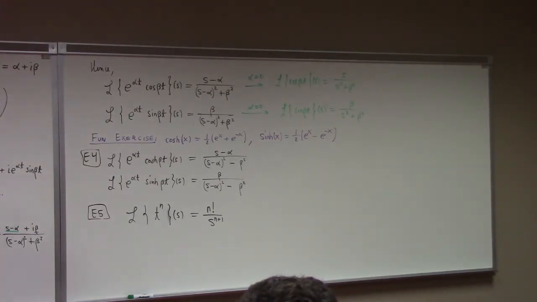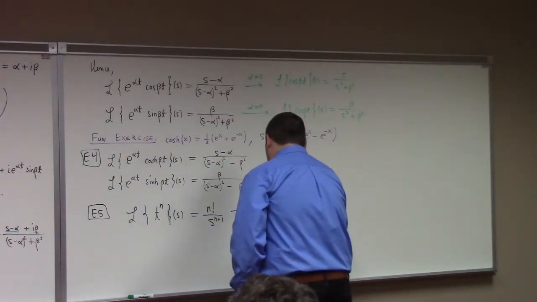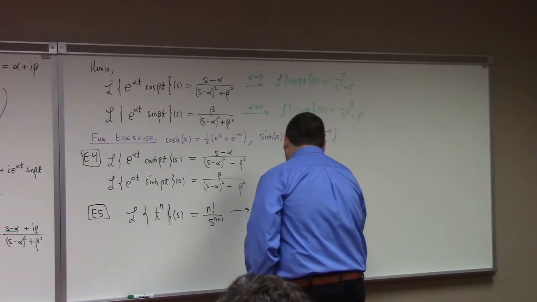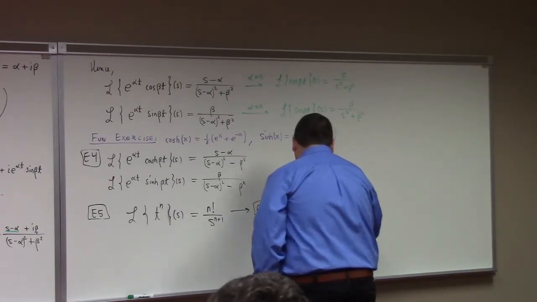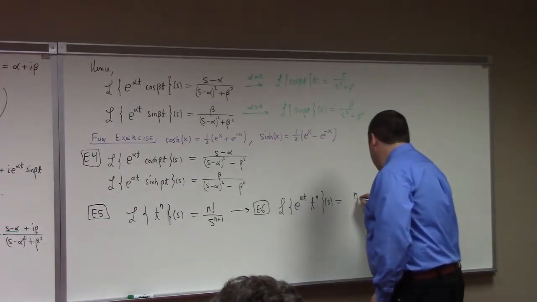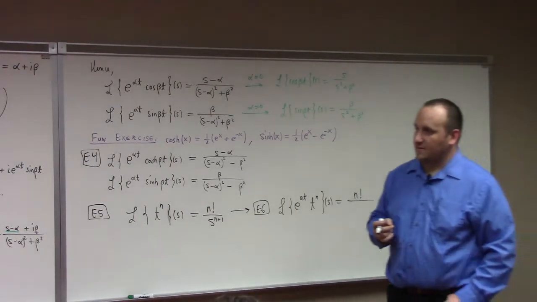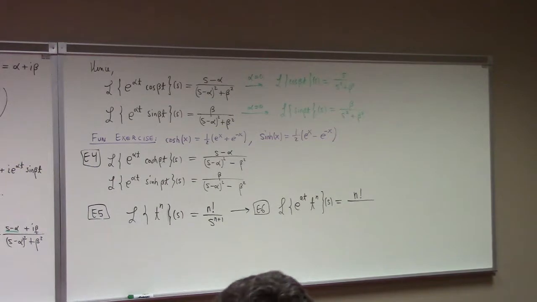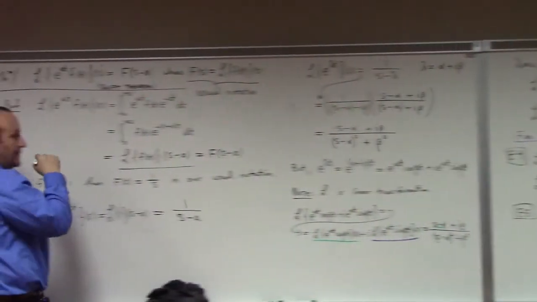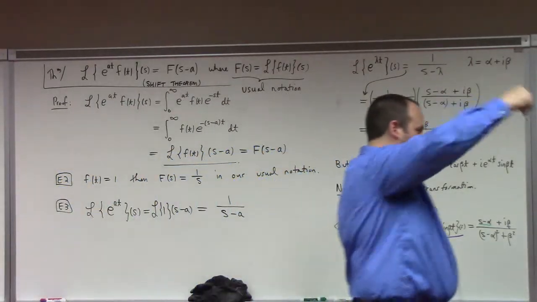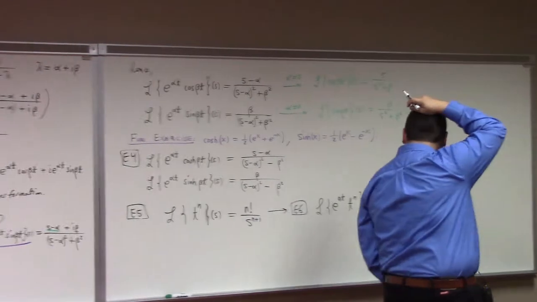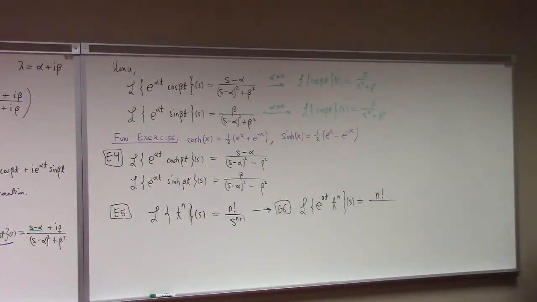Example 6. If I have the Laplace transform of e to the at times t to the n, that gives me what? N factorial divided by what? Let's see if you guys actually understand my theorem that I wrote over here. This is usually called the shift theorem, because it shifts the s. Can you use the shift theorem on example 6, given example 5? N factorial over s minus a to the n plus 1. Very good.